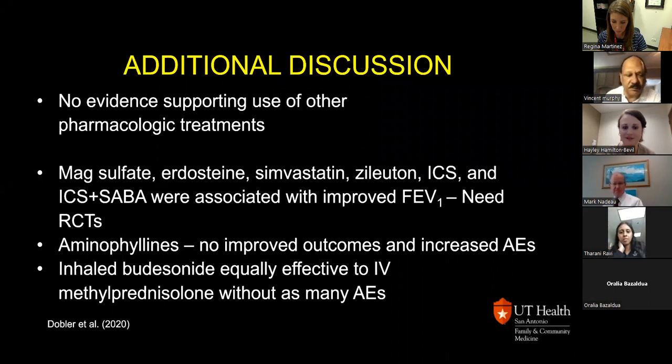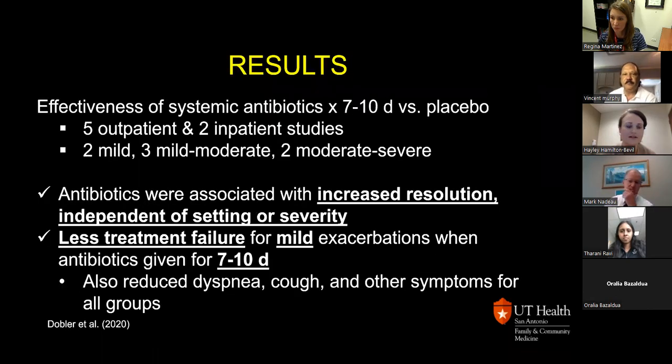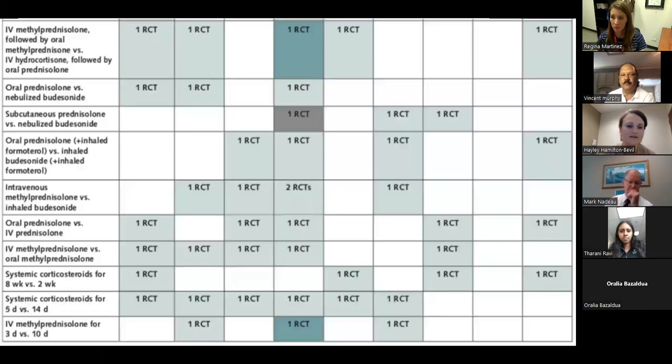Thank you so much, Dr. Bazaldua. Was it just the standard doses of inhaled corticosteroids used? I believe so. Yes, I think they were just the standard doses.